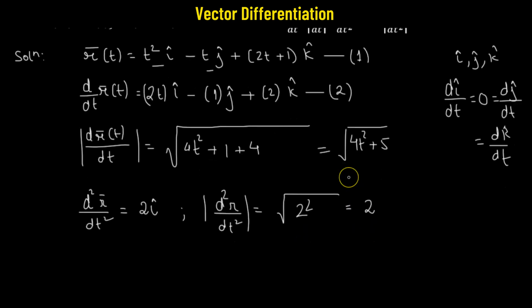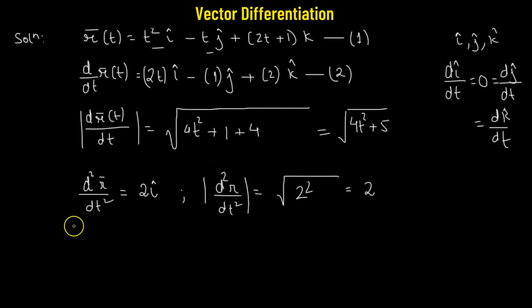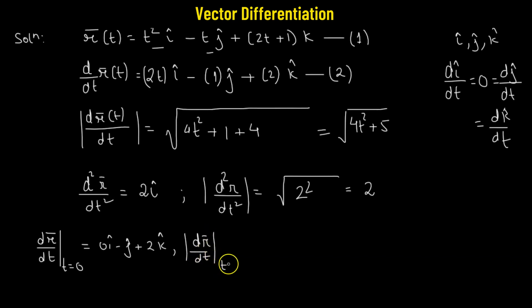Fine. Now we will finally compute each of the values at t equals 0. First, let's compute the value of the first derivative of vector r at t equals 0. Taking equation number 2, wherever we have t, we replace it with 0. So we have 0 i cap minus j cap plus 2 k cap. Then the magnitude of the first derivative of vector r at t equals 0 is the square root of 4 times 0 squared plus 5, so this will be the square root of 5.